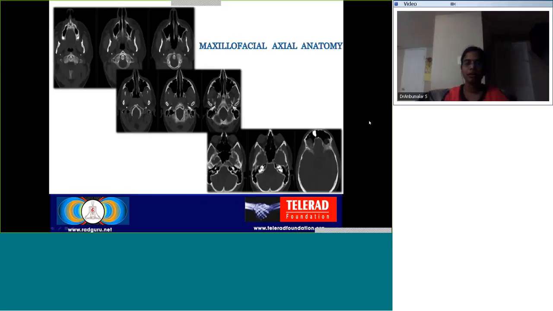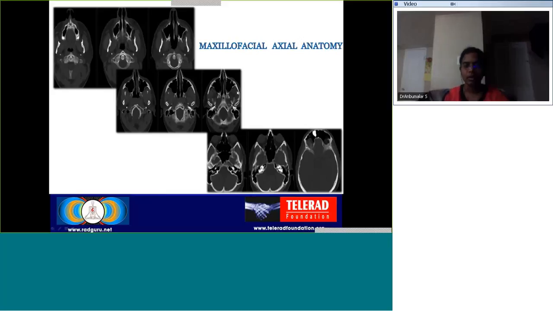We'll have a short look at the maxillofacial axial anatomy. We'll go from below to above. In the lower cuts, this is the hard palate, this is the root of the maxillary sinus, the ramus of the mandible, the small dot is the styloid process, and this is the cervical spine. Going above, this is the maxillary antrum, the anterior wall and the posterior wall of the maxillary antrum, and this is the pterygoid plate, the medial and the lateral pterygoid plate. This is the nasal fossa. This is the nasal septum.